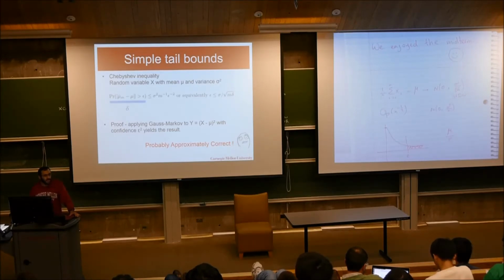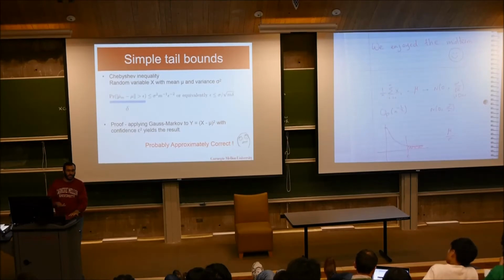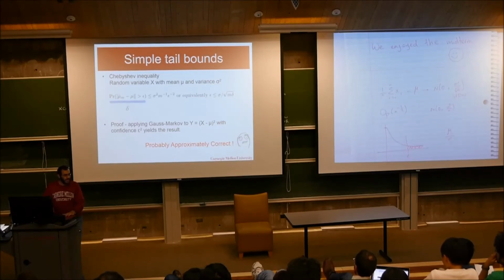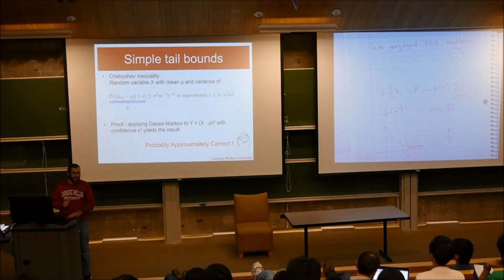Approximately means you have epsilon greater than 0. Probably means you have delta greater than 0. Okay? I think many of you have heard this term, probably approximately correct, or PAC learning. So PAC learning theory is based on this concept that you can only be probably approximately correct. And so we might say, okay, now we have an inequality from which you can build a PAC learning theory.